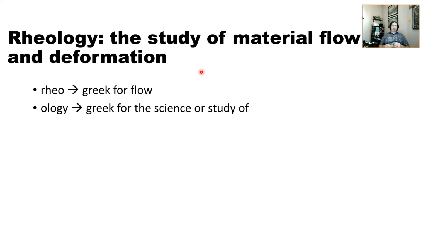And rheo, R-H-E-O, not one of the capitals of Brazil, the other being Brasilia, useless trivia. Ology, the Greek word for science or study. So rheo is the Greek for flow. Ology is Greek for science or the study of. And so metrology is the science of measuring. Rheology is the science of material flow or the studying. All right, so we have our definition of rheology.